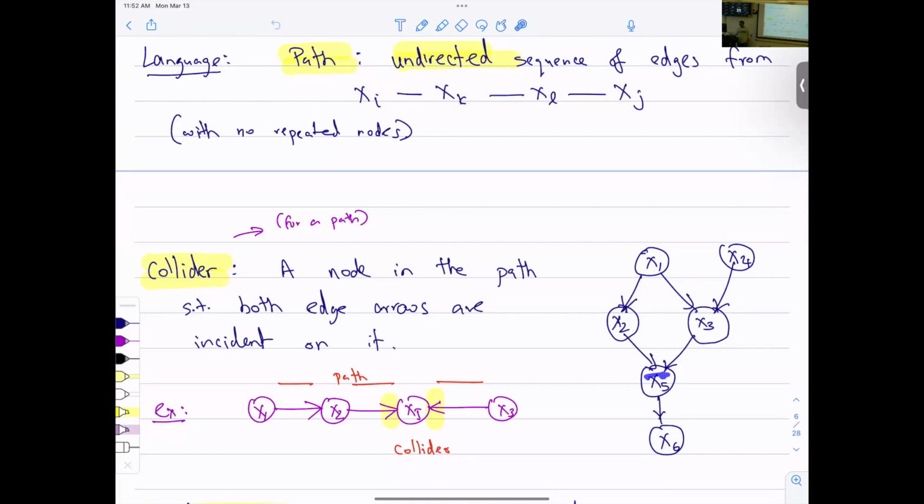Color in all the nodes which are conditioned on, and then enumerate every path between the pairs of variables. On each one, just apply the set of rules. If the node you've colored in on that path is not a collider, then it's blocking that path. So let me do one more example. Suppose I condition on this and this. Okay, let's see what happens.